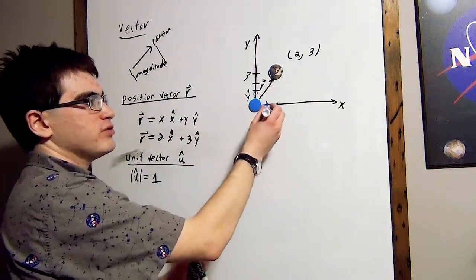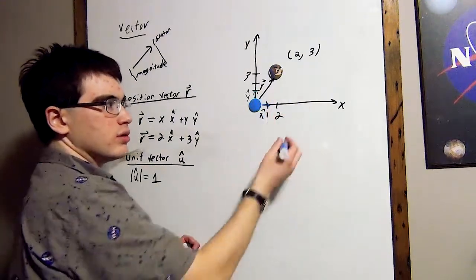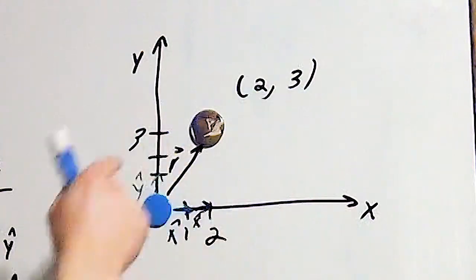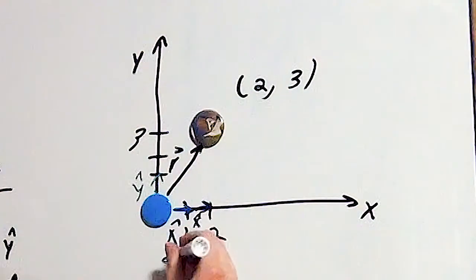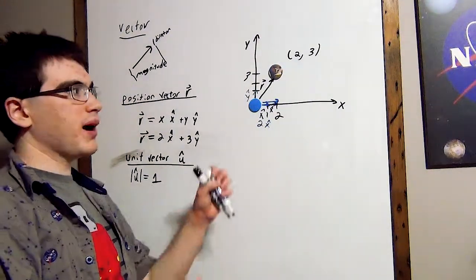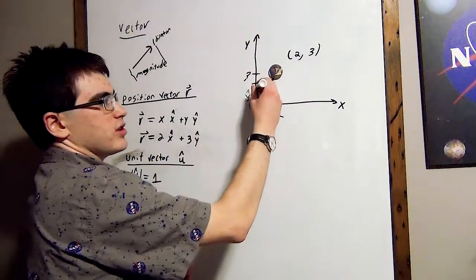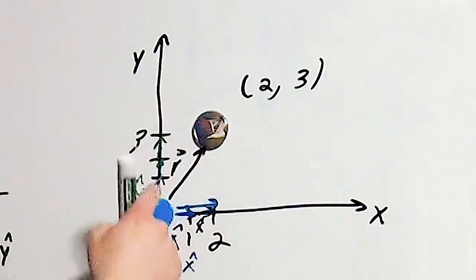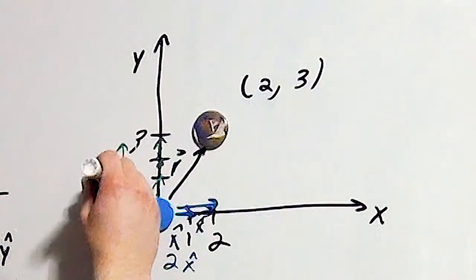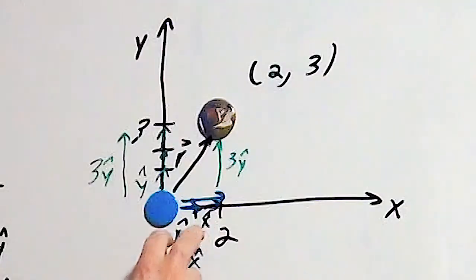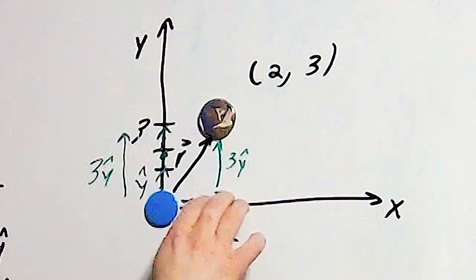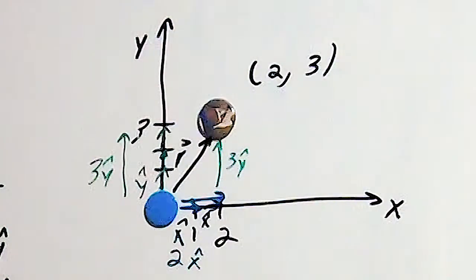r here is equal to 2 x hats. It's the x direction twice, so 2 x hat. And y is represented by 3 in the y hat direction. So we simply have 3 y hats, or rather 3 y hat. Two x unit vectors, three y unit vectors, add them together, and you get our position vector.